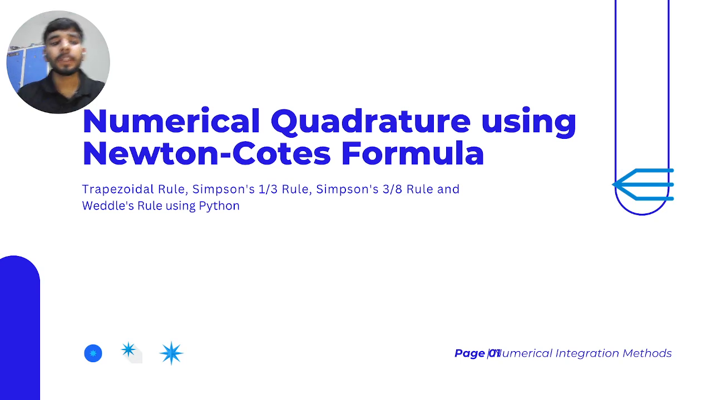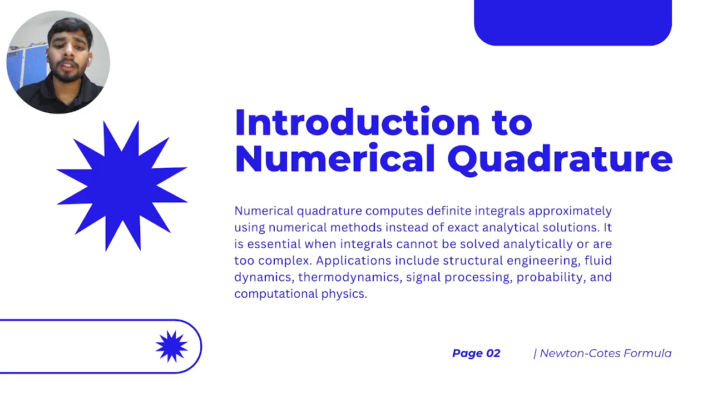Good morning, everyone. Today we are going to learn about numerical quadrature using Newton-Cotes formula. We will also apply this formula to find the trapezoidal rule, Simpson's 1/3 rule, Simpson's 3/8 rule, and Weddle's rule using Python. So let's go. What is numerical quadrature?